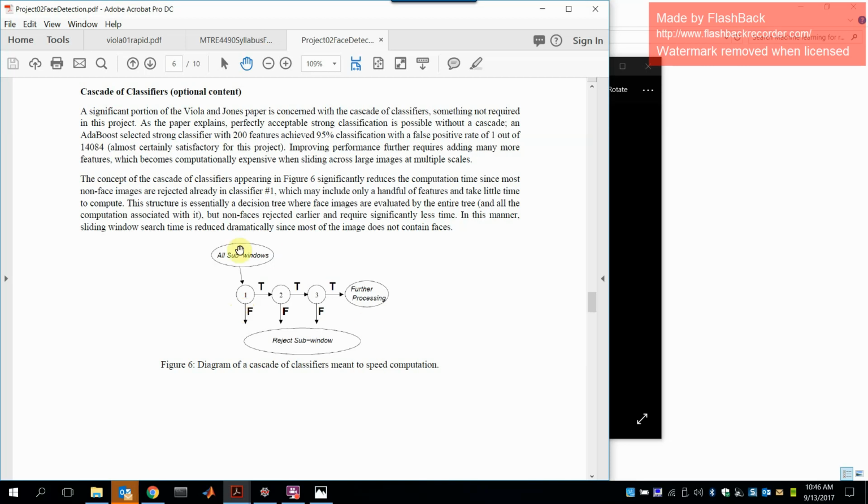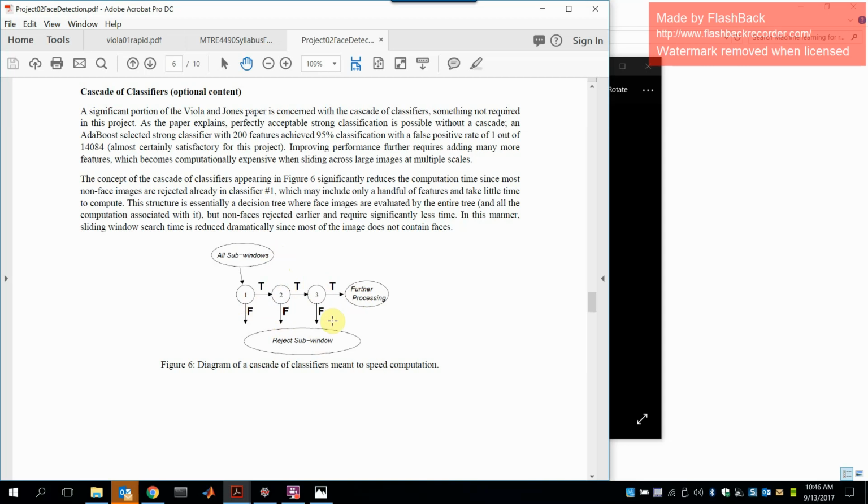Then the next classifier maybe has more features. Maybe it has 10 or 15 or something in it. Again, it's trying to reject things that are not faces that the first one missed. And then it goes again. Okay, if that was true, then I'm going to do another strong classifier, reject some more, and it's going to keep doing this.